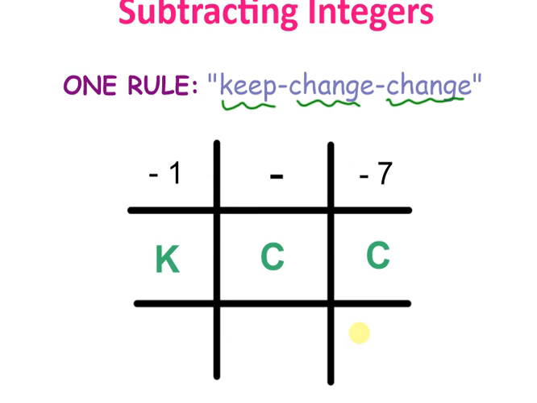So I drew a tic-tac-toe board here. My problem was -1 minus -7. Okay, and it's written just like that. And then in the center, I'm going to put KCC for keep, change, change. So I go vertically down the tic-tac-toe. So I'm going to keep the -1. I'm going to change the minus to a plus, and I'm going to change the -7 to a +7.